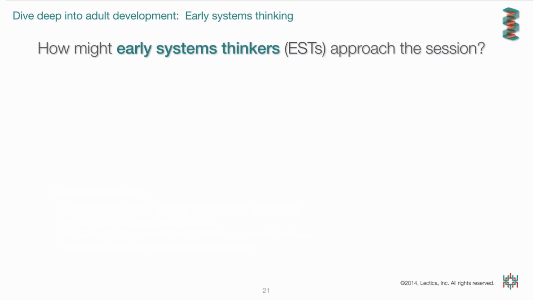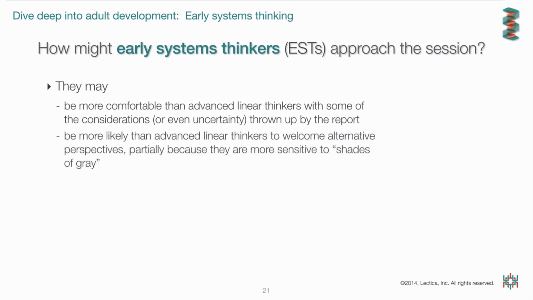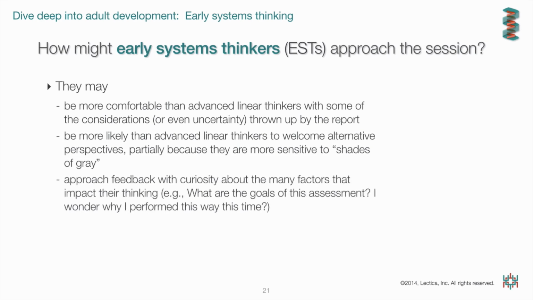How might early systems thinkers approach the debrief? They may be more comfortable than advanced linear thinkers with some of the considerations or even some of the uncertainty thrown up by the report. Be more likely than advanced linear thinkers to welcome alternative perspectives, partially because they're more sensitive to shades of grey. Approach feedback with curiosity about the many factors that impact their thinking, such as, what are the goals of this assessment? Or, I wonder why I performed this way at this particular time.